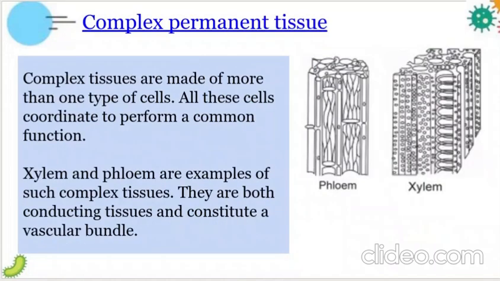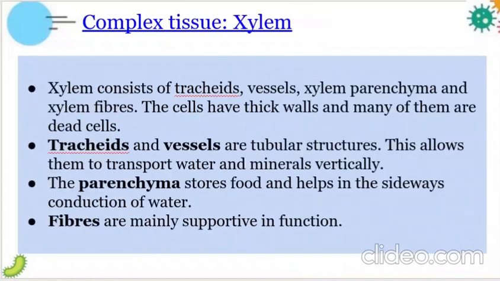The last part of the plant tissue is complex permanent tissue. Complex permanent, as the name suggests, is made up of more than one type of cell, and all the cells coordinate with each other and do a common function. The two types are xylem and phloem. They are the vascular bundles.